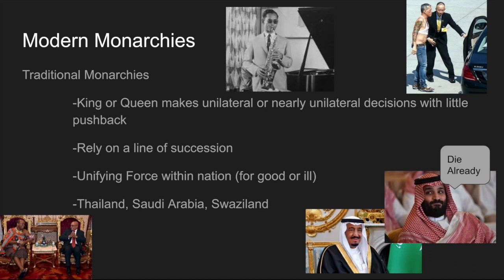It's resulted in some sticky situations recently. All three of these examples. So Thailand, this is their former king. I will not attempt to pronounce his name. Regarded as a pretty good king. He's playing a saxophone there. He was regarded as a pretty dang good jazz saxophonist, actually. He played with a number of famous jazz people. Again, names I won't attempt to remember because I don't do jazz.